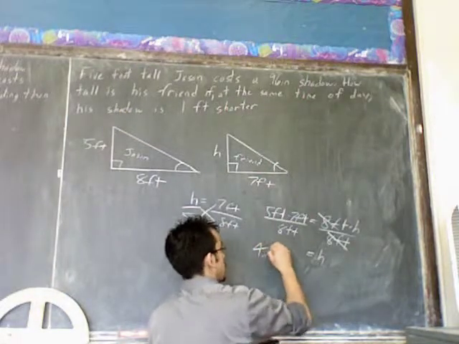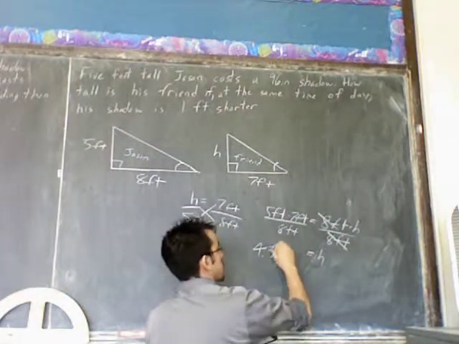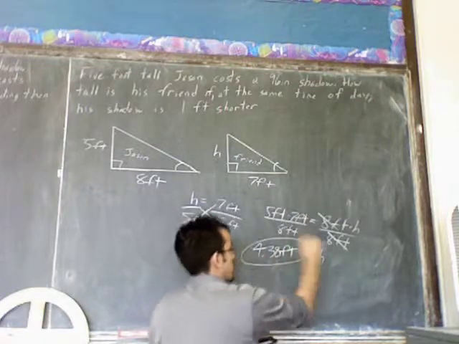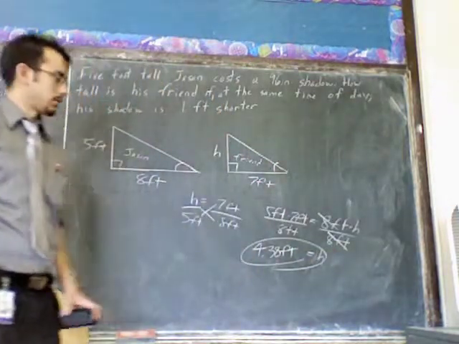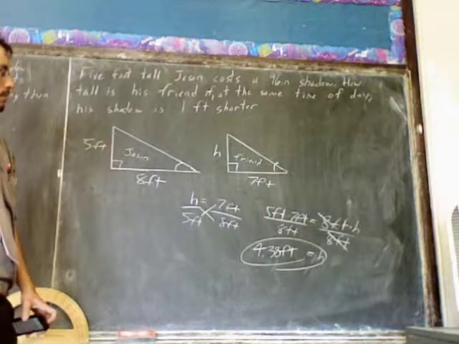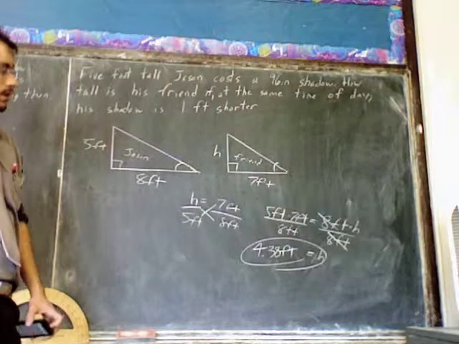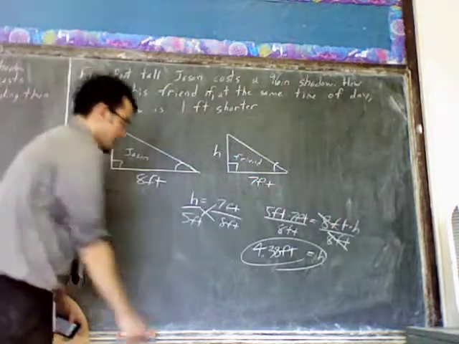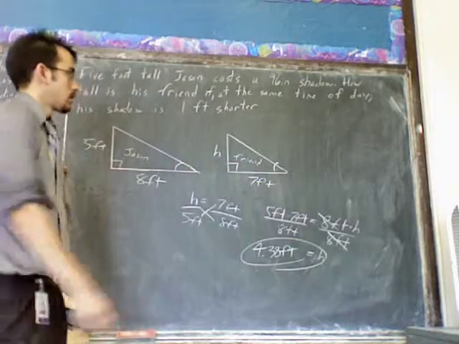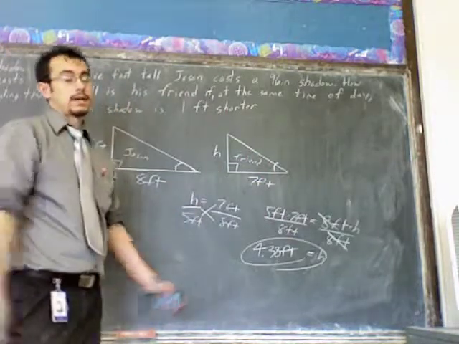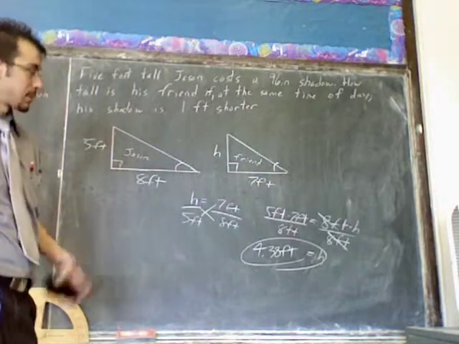4.375. You can say 4.38. We're going to round to the nearest hundredth. You can say 4.375 as well, but his friend is 4.38 feet tall. Alright, that's how tall he is, and that's that. Okay, all these problems pretty much work the same way.